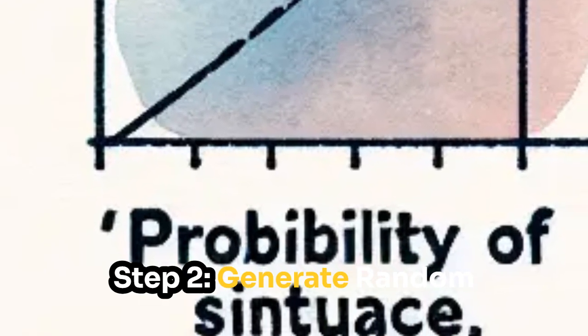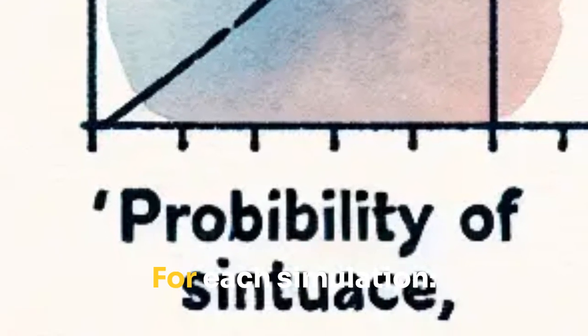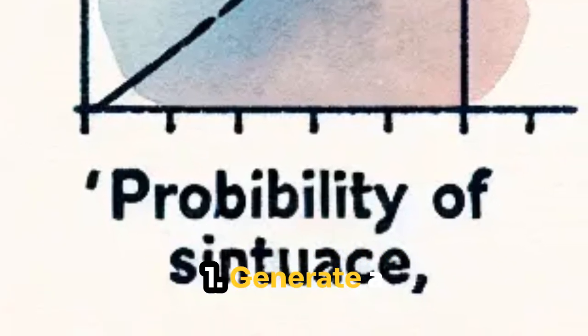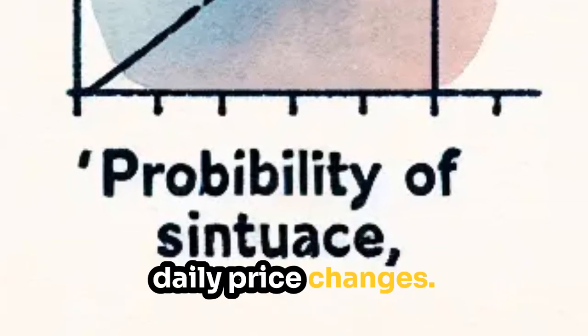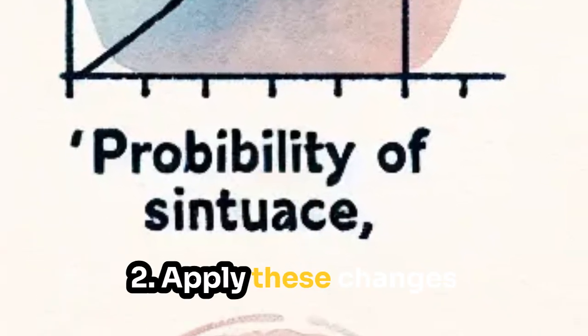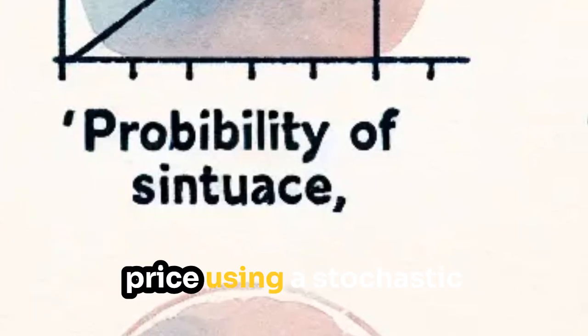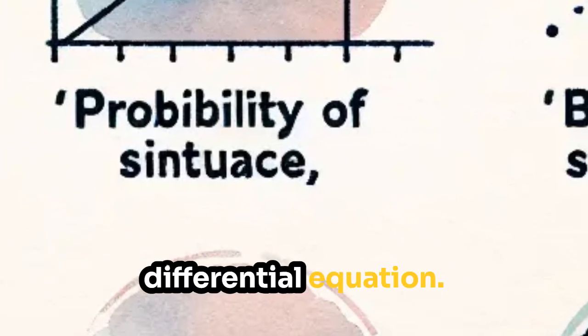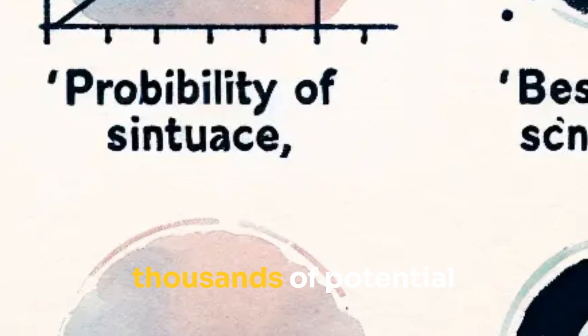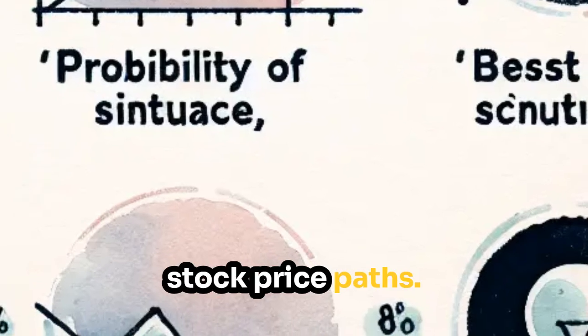Step 2. Generate random price movements. For each simulation: 1. Generate a sequence of random daily price changes. 2. Apply these changes to the initial stock price using a stochastic differential equation. 3. Repeat this process for thousands of potential stock price paths.